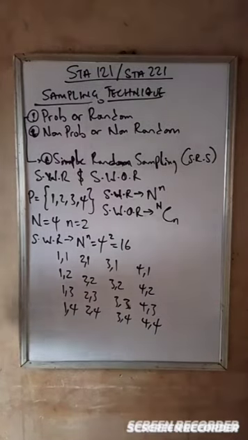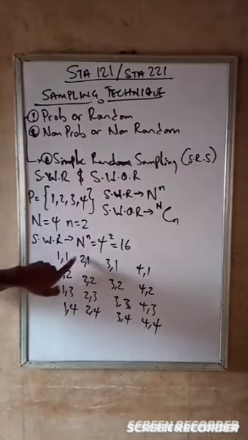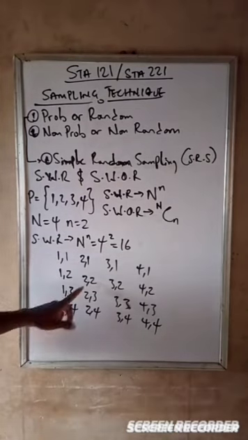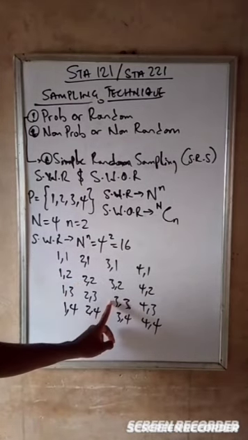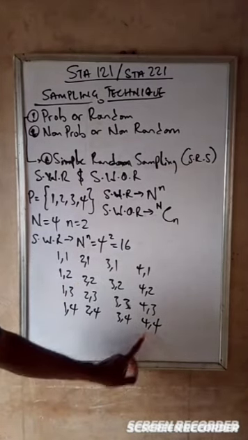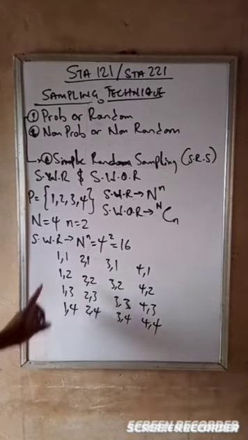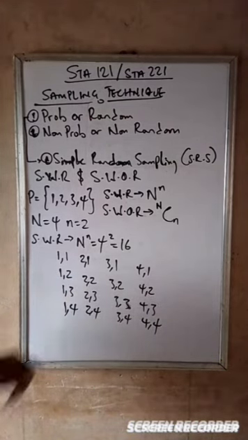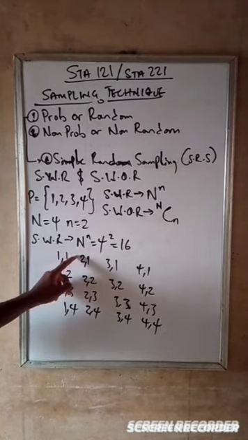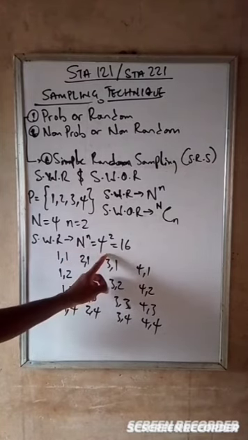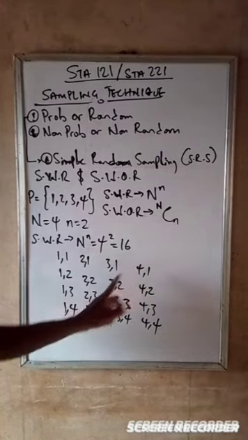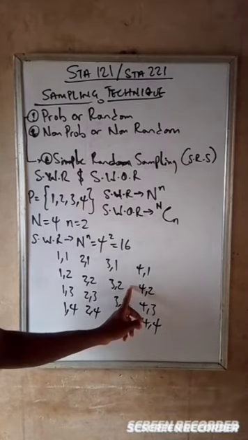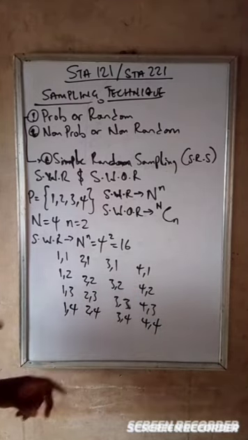What do you notice in sampling with replacement? I can have 1, 1. That is, I can take 1, return it and still take 1. I can have 2, 2. I can have 3, 3. I can have 4, 4. Another thing you should notice is that I can have 1, 2 and I can have 2, 1. 1, 2, 2, 1. 1, 3, 3, 1. 1, 4, 4, 1. 2, 3, 3, 2. 2, 4, 4, 2. That is with replacement.